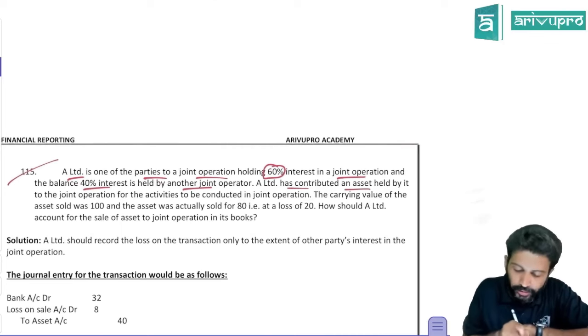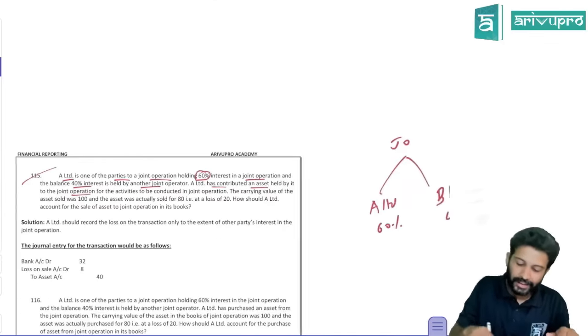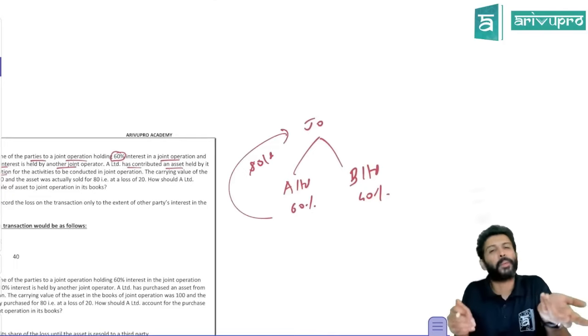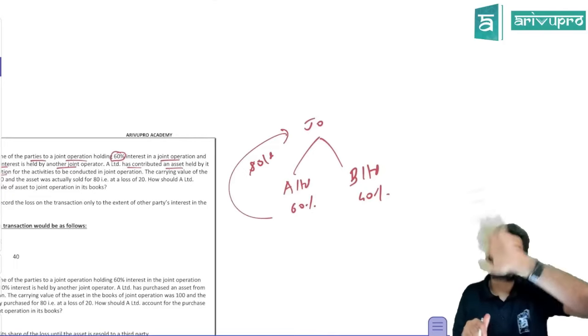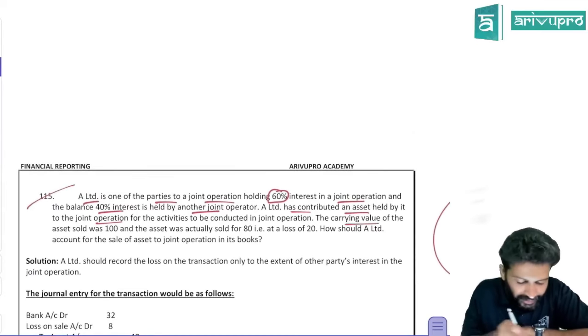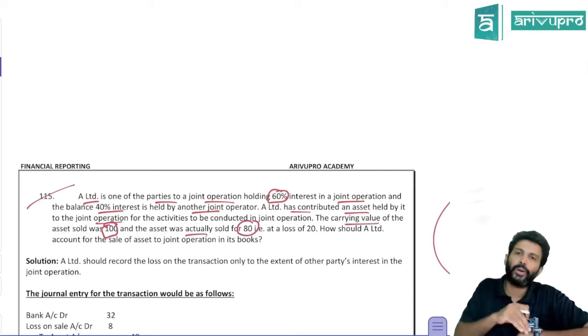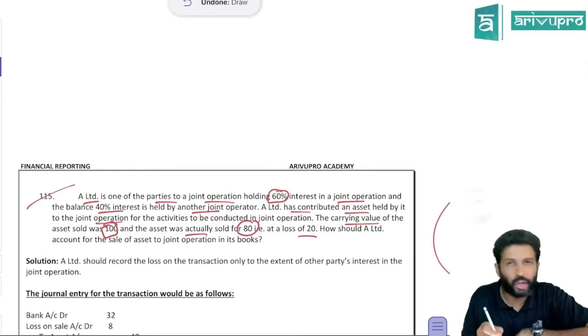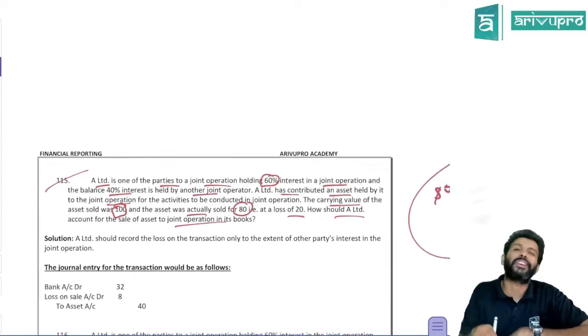Next: A Limited has contributed an asset held by it to the joint operation. So basically, A Limited, no sir, has sold an asset to the joint operation. One asset, maybe one property, plant and equipment or something. The carrying value of the asset sold was 100 rupees, but the asset was sold for 80 rupees. So A Limited is showing that asset in its books at 100, but it was actually sold for only 80 rupees, at a loss of 20 rupees. So how should A record this in its books?